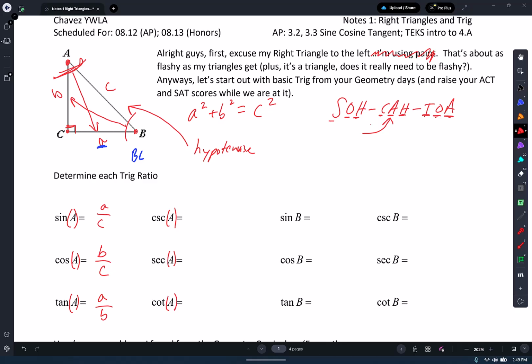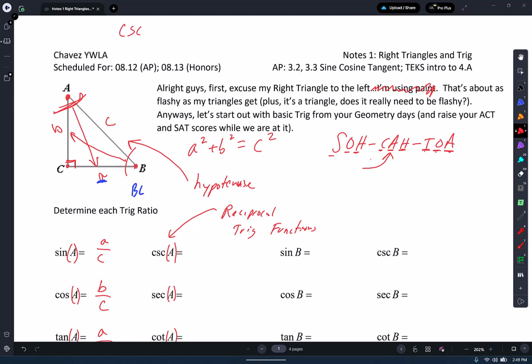Reciprocal functions. Do you guys know these reciprocal functions? Did Quinones talk about them? Okay, relax, we're good. These are called reciprocal trig functions. They actually can go both ways, but we'll talk about that in a little bit. CSC, you pronounce that as cosecant. SEC, you pronounce that as secant. And COT, you pronounce that as cotangent.